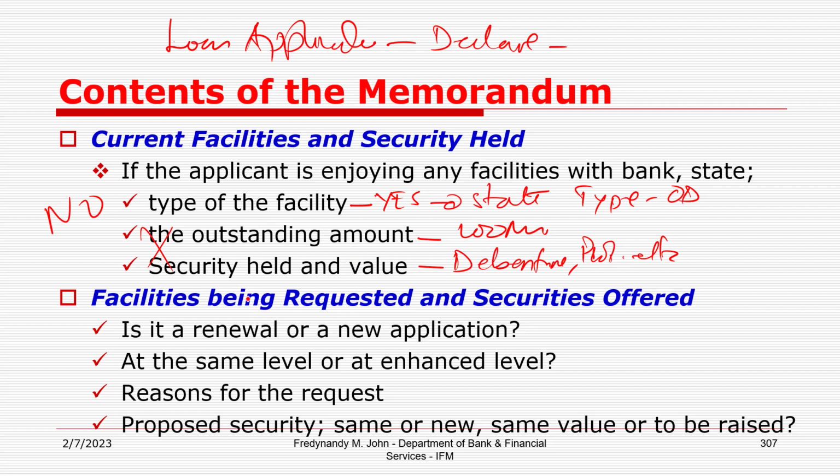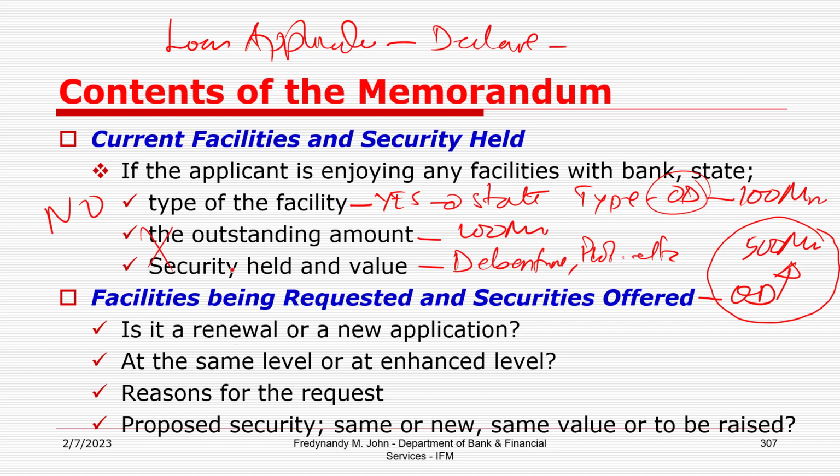So let's assume this company is now asking for an overdraft. Okay. Initially, the current facility is an overdraft of 100 million. Now this company wants this overdraft to be enhanced, let's say to 500 million. So, is it a renewal or a new application? If the applicant wants the OD to be enhanced, that will be a renewal. But if it is the first time they tender the application, then that will be a new application.